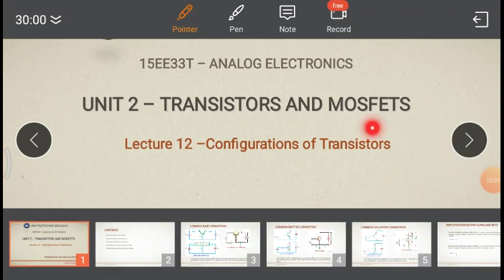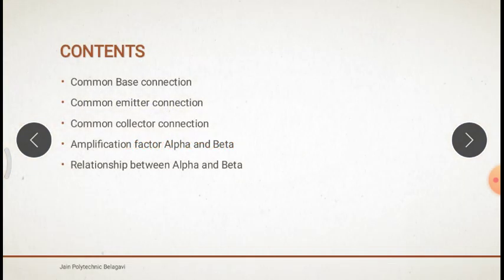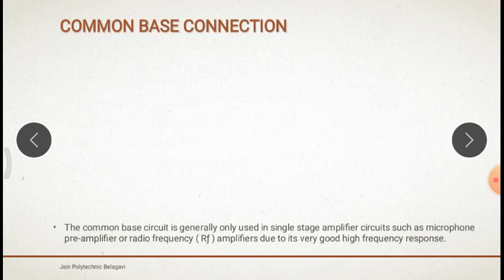Hello everyone. Today in this video I am going to cover the configuration of transistors from the transistor and MOSFET unit. So we'll see the contents: common base connection, common emitter connection, then common collector, amplification factors such as alpha and beta, and the relationship between alpha and beta.